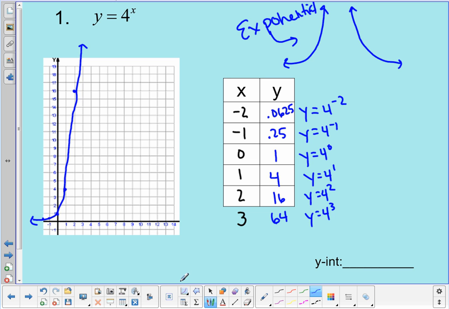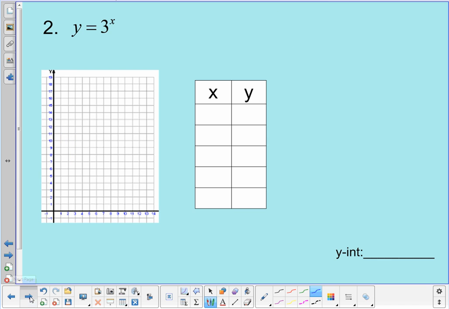Okay, so you've got that curved line. It is not a straight line connecting those. It is a curved line. Let's take a look at y equals 3 to the x in number 2. So again, my x values are always going to be the same. I'm always going to go -2, -1, 0, 1, 2, and 3. So then I go ahead and plug all of those in.